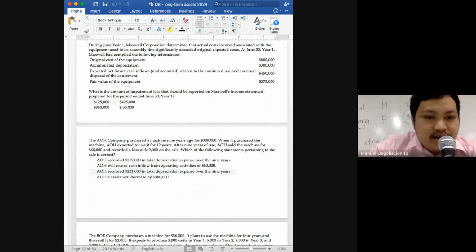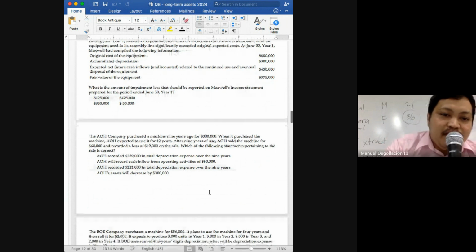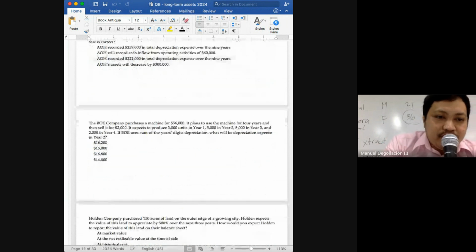Of course, if letter C is correct, then that means letter A must be incorrect. Let's try to go over the other choices. Again, it's not operating activities, but it will go to your investing. And then the decrease in your asset will not be 300, it will just be the amount of loss, the amount of 19,000.